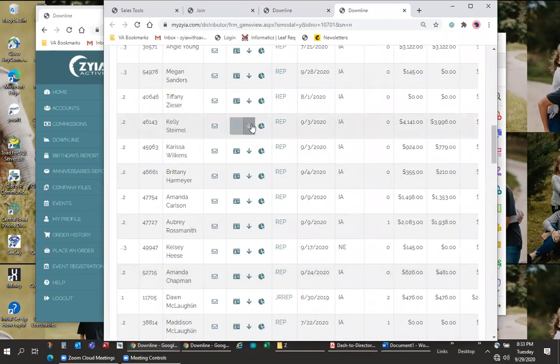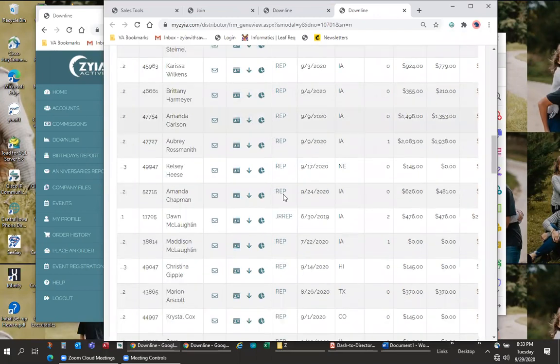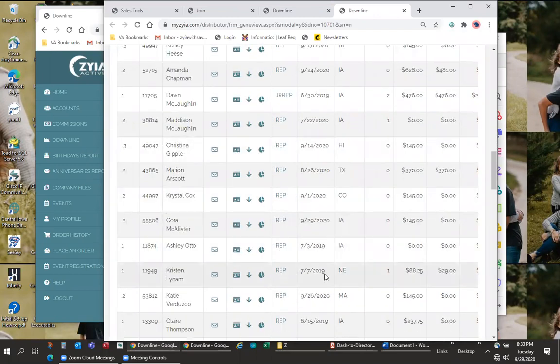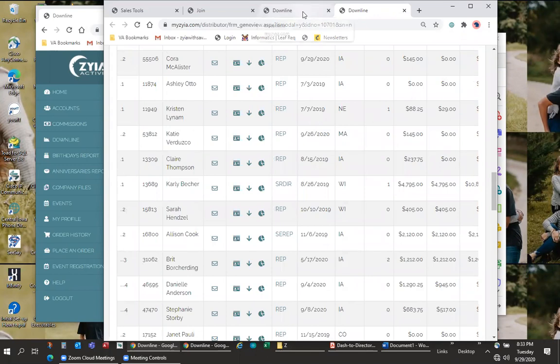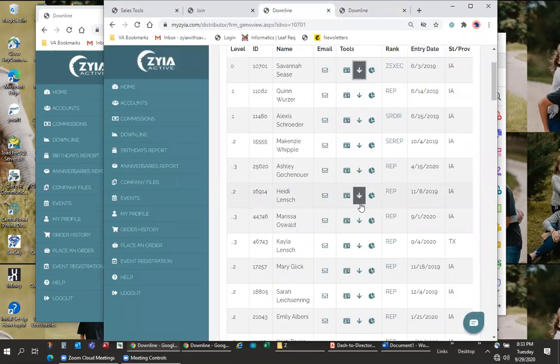And you can click on any of their names and their down arrows and their pie charts and see their ranks. It's very useful, especially, like Robin said, as your team grows. It's easy for Robin to say, okay, Savannah's goal is Double I Exec. Let me look at her downline. Let me see what she needs to do to get there.